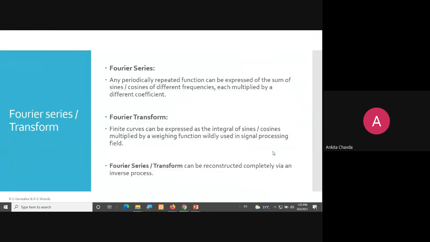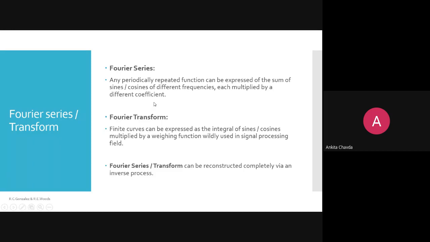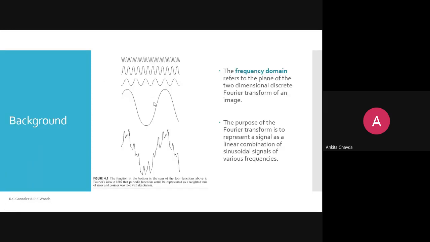Okay, fine. See, what is the Fourier series? I'm directly showing you this. What you can see over here is the different kinds of frequencies I'm having: one of the frequencies, second, third, fourth, different frequencies, and this is the summation of these different patterns into one. The function here is the sum of the four functions above it.